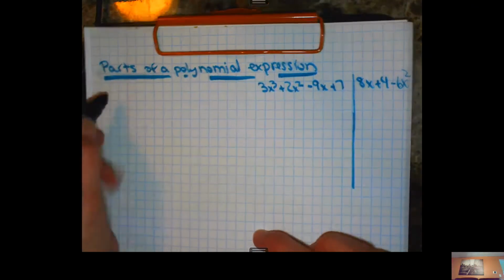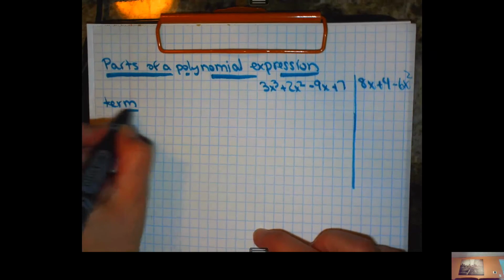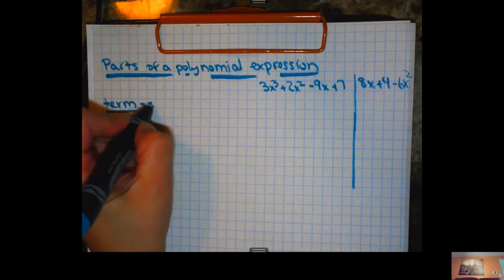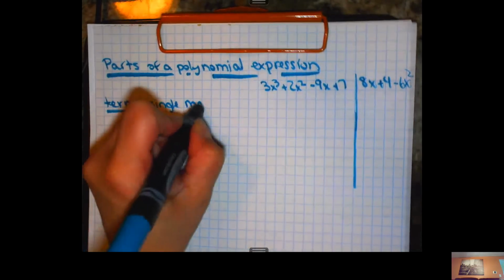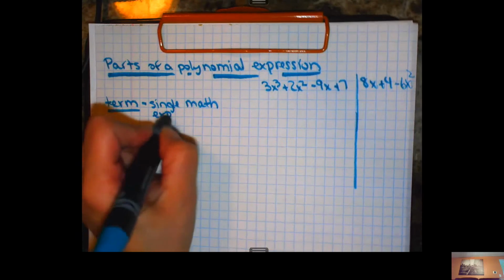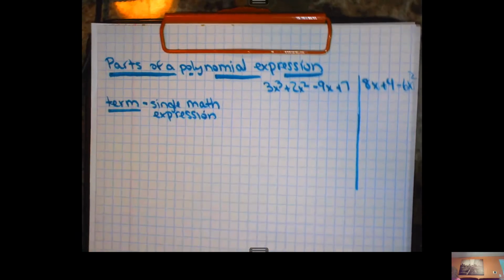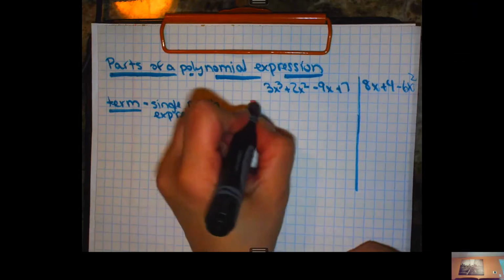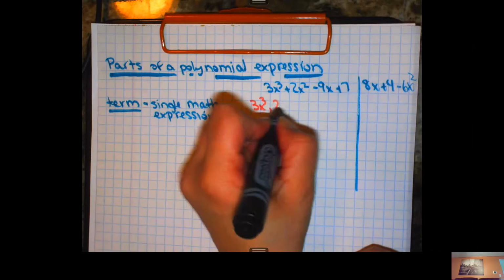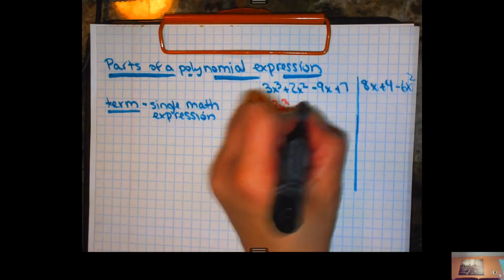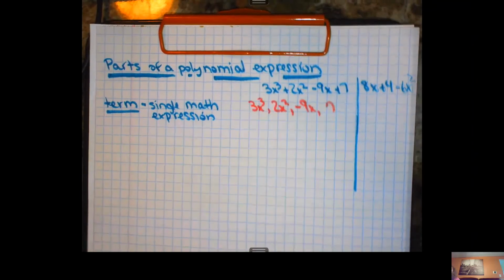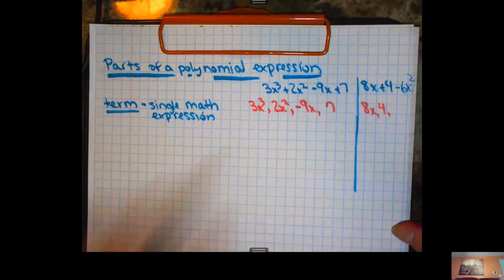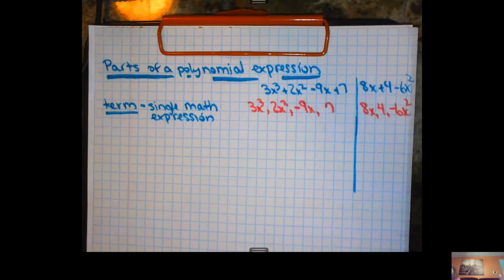So the first part we're going to talk about is a term. I'm going to give you a quick definition. Don't want us to write a lot. Our term is just a single mathematical expression. So can you just write single math expression? So each of these are terms. So 3x cubed is a term, 2x squared is a term, negative 9x is a term, and so is 7. In this expression, we've got 8x, we've got 4, and negative 6x squared. Those are our terms.